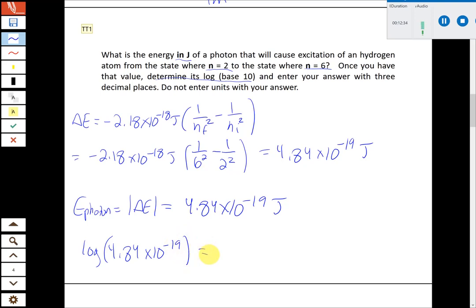And so make sure you know on your calculator how to do logs, because that could come up from time to time. And what we get is minus 18. We wanted 3 decimal places, I believe, so we're going to be minus 18.315. So that's what we put into Blackboard. I mean, the real answer is this one here. That's the energy of the photon, but then the log of that answer, what we put in Blackboard, is there. So that's one question, just asking about the energy of the photon.